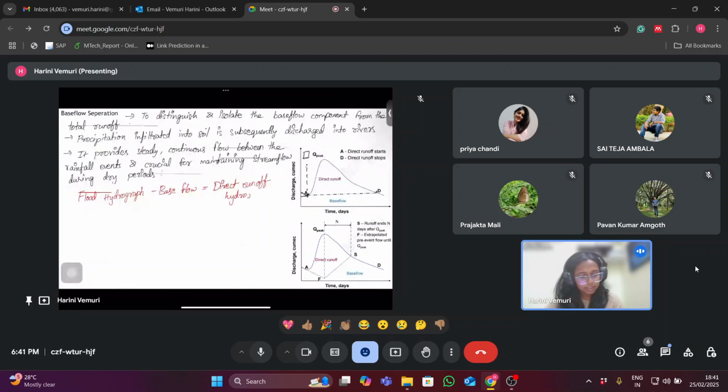As you can see here, this total hydrograph is the flood hydrograph, and suppose we have a base flow, and this line is separating the base flow component. The hydrograph above this base flow line is called the direct runoff hydrograph. We have different methods for how we separate this base flow. The first method is the straight line method.